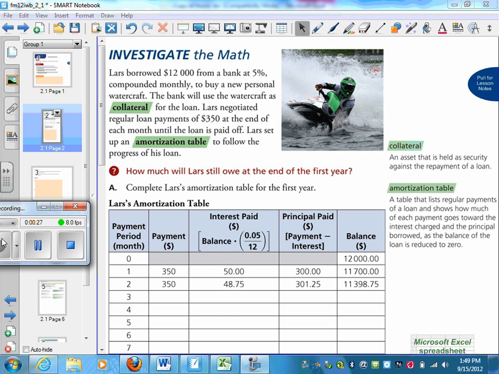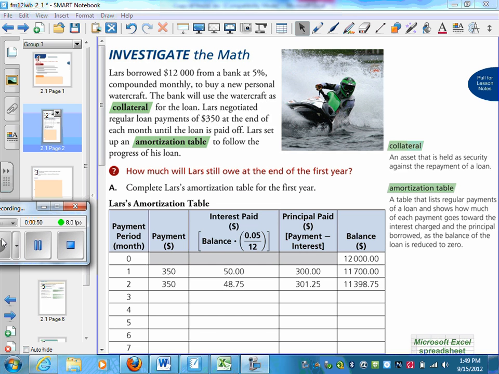So that's a table that lists regular payments of a loan, shows how much of each payment goes towards the interest and the principal as the balance of the loan is reduced to zero. So what we're going to do is we're going to complete this table. So we're going to notice a couple things about this table, and then we're going to put it into a spreadsheet because then it'll do a lot of the calculations for us.